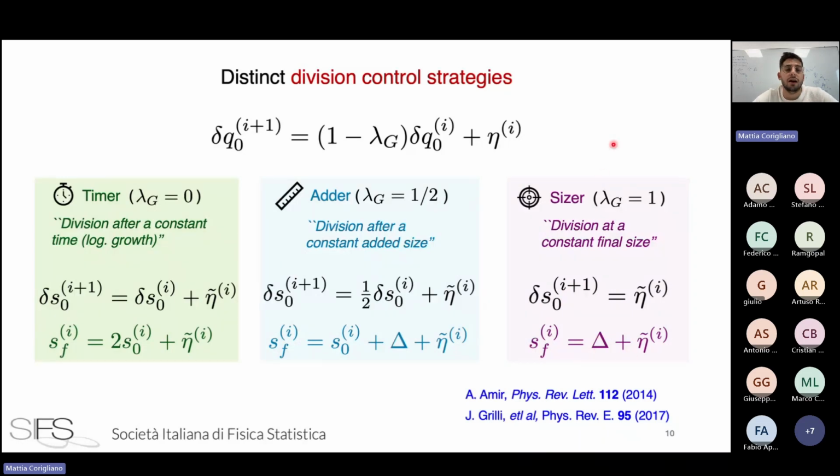So you can see that any different value of lambda g, for example these three values I was discussing, predicts very different correlation between the final size and the initial size. So one can turn to data, then compute this correlation and see whether nature favors one of the three strategies, for example. So this is the kind of analysis we can do within this phenomenological theory.